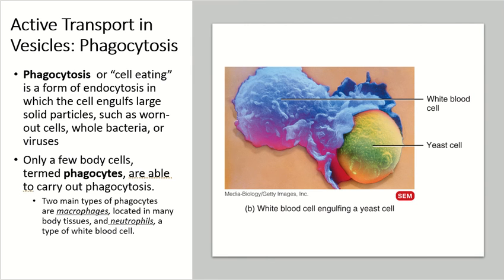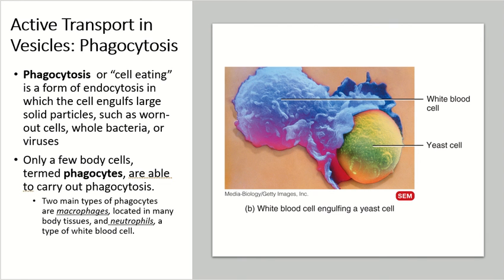Next type of active transport in vesicles that we have is phagocytosis. This is called phagocytosis. It also means cell eating in Latin, and this is going to be a form of endocytosis in which the cell is going to engulf a large solid particle, such as any kind of worn out cell or a bacteria or some sort of virus. Here you can see this white blood cell is engulfing this yeast cell.